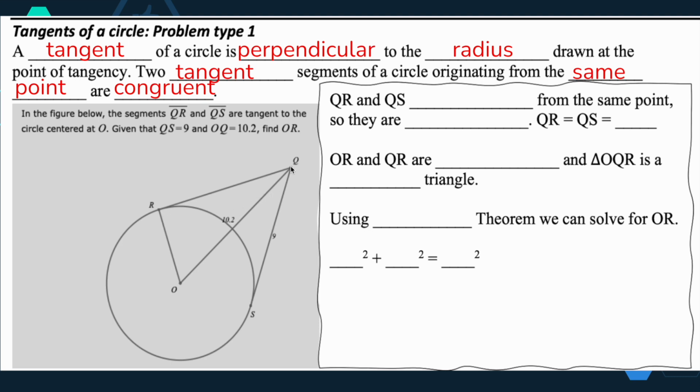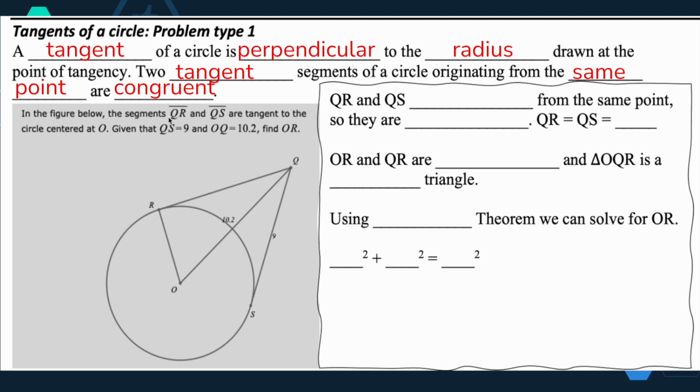And then we have two tangents drawn here from the same point, and those would be congruent to each other. From here to the point of tangency, and from here to another point of tangency, would have to be the same distance. So let's talk through it with the given information.